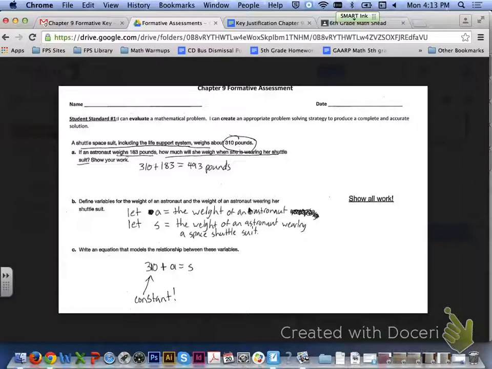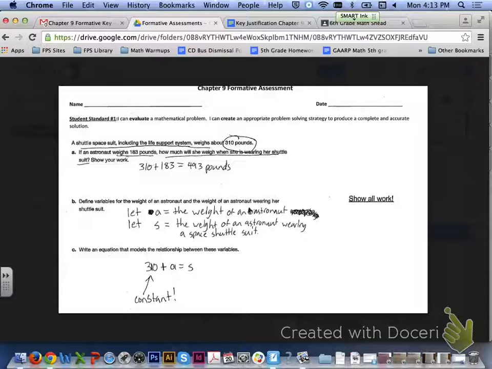Alright, today we're going to take a look at your Chapter 9 formative. I'm going to help you through some of the problems here as you see on my screen. So problem number 1 said shuttle spacesuit including life support weighs about 310 pounds. If an astronaut weighs 183 pounds, how much will she weigh when she's wearing her shuttle suit?